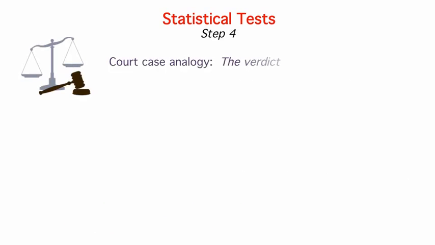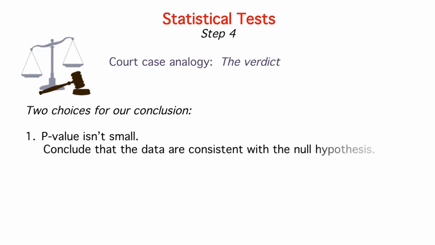And finally, we have the verdict. Our judge or jury has one of two choices. They could decide that the evidence is not strong enough to convincingly rule out that the defendant is innocent, and they'd conclude not guilty. In statistics, not strong enough evidence means the p-value wasn't small, and we conclude that our data are consistent with the null hypothesis. We can't conclude H0 is exactly true, but we can't reject it either.